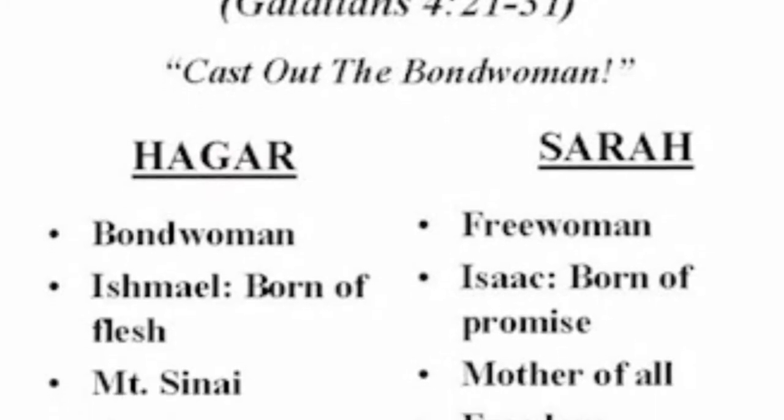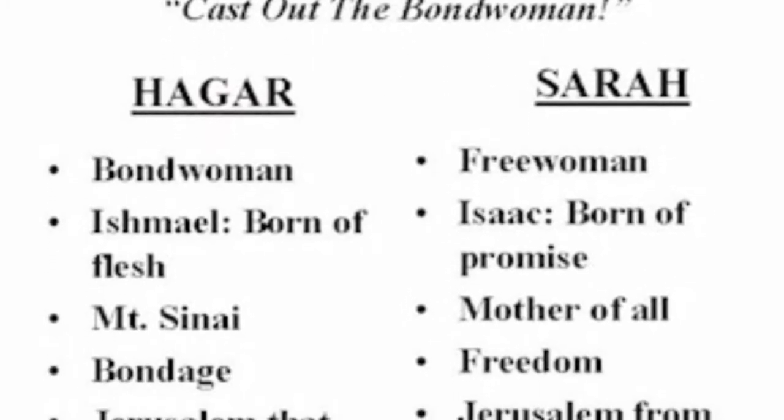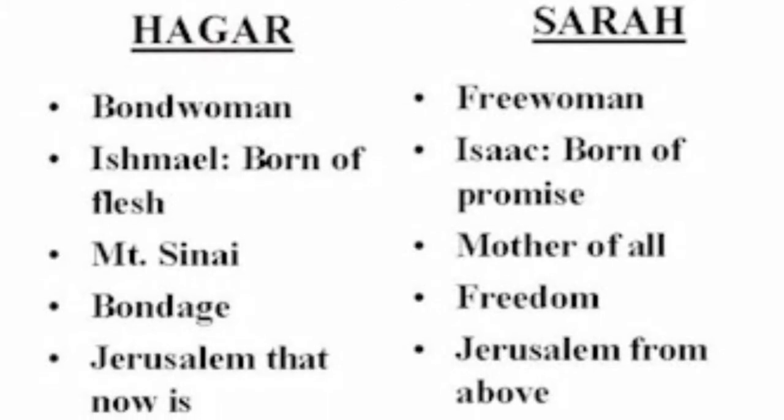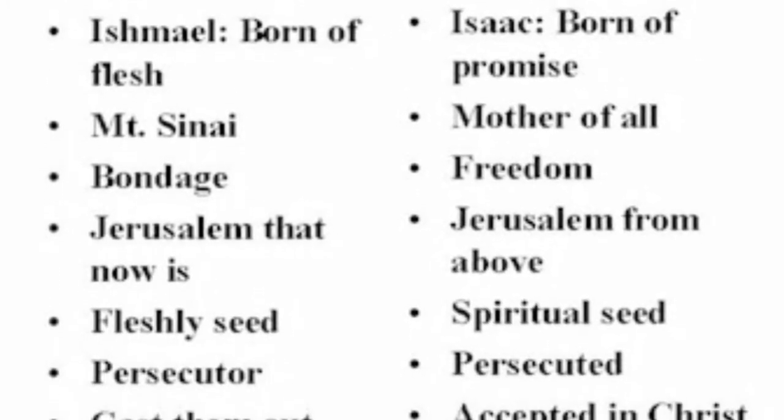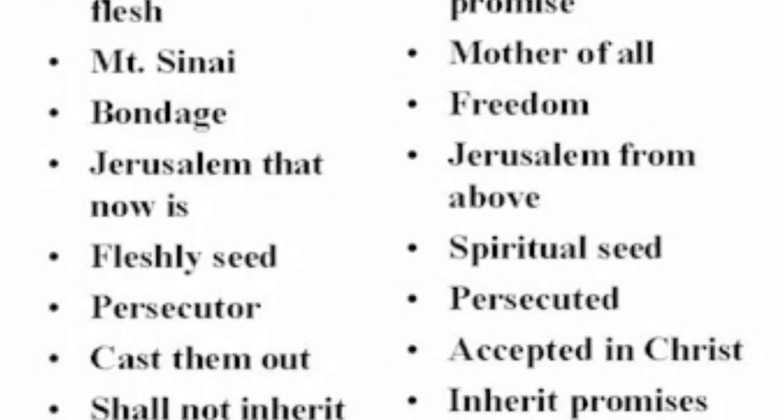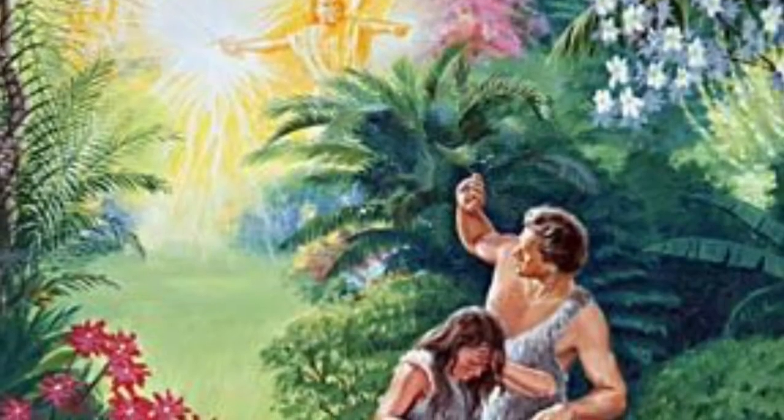Galatians chapter 4 verse 21 onward talks of the two covenants. The law leads to bondage, while the covenant of promise leads to freedom. Paul says to cast out the bondwoman. Adam and Eve were cast out of Eden.